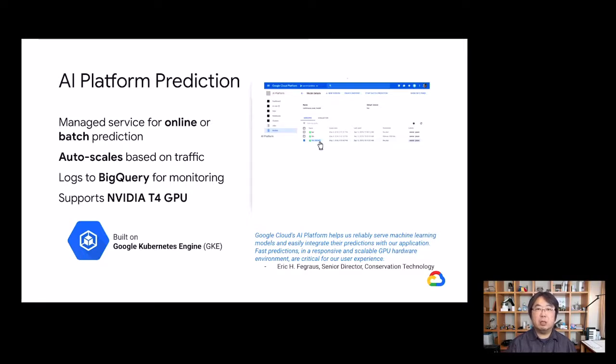Everything is running on GKE, Google Kubernetes Engine, but you don't have to spend much time using GKE by yourself because it's a managed service. It's running on GKE, but all you have to do is click some buttons on the Google Cloud Console, and that's it.